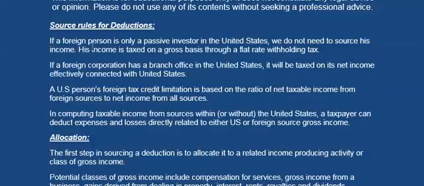If a foreign person is only a passive investor in the United States, we do not need to source his income. His income is taxed on a gross basis through a flat rate withholding tax. If a foreign corporation has a branch office in the United States, it will be taxed on its net income effectively connected with the United States. A US person's foreign tax credit limitation is based on the ratio of net taxable income from foreign sources to net income from all sources.